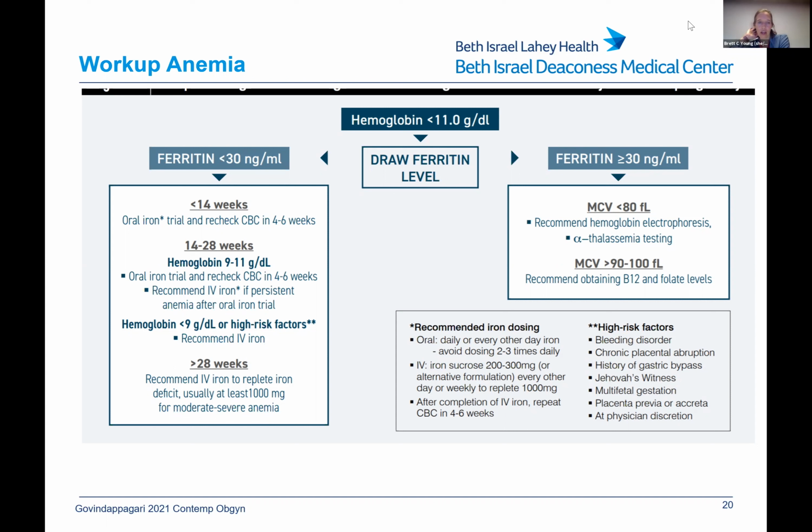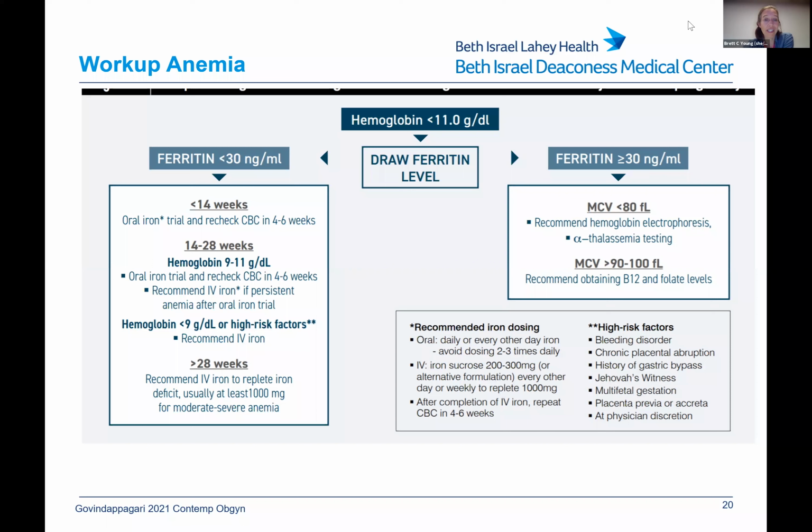But if the ferritin level, again, depending on the study that you use and whether you want to have a broader catchment for enrolling patients to put them on iron. If their hemoglobin is less than 11 and the ferritin is less than 30, or at a minimum less than 18, we should start the patients on an iron trial, and recheck a blood count in about 4 to 6 weeks. And that's in the first trimester. In the second trimester, if their hemoglobin is between 9 to 11, so more significant anemia, again, try iron, recheck the CBC 4 to 6 weeks later.